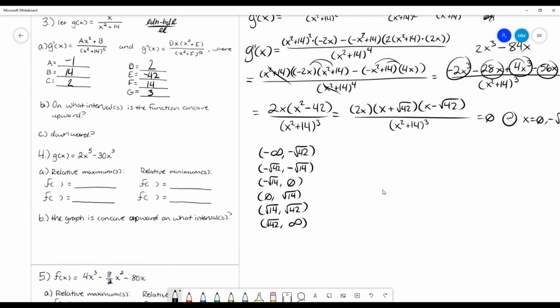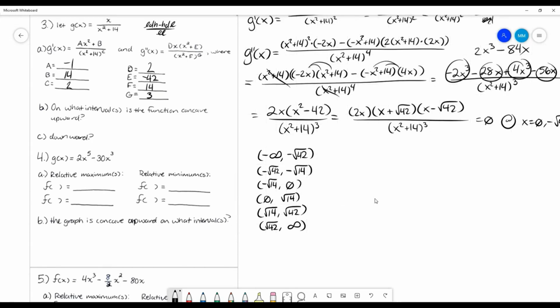And now square root of 42 is less than 7, because square root of 49 would be 7. So I can plug in for this first interval negative 7, for this last one just a 7, right?